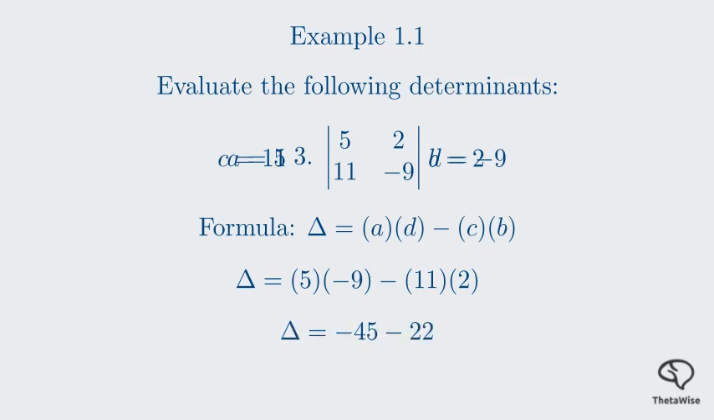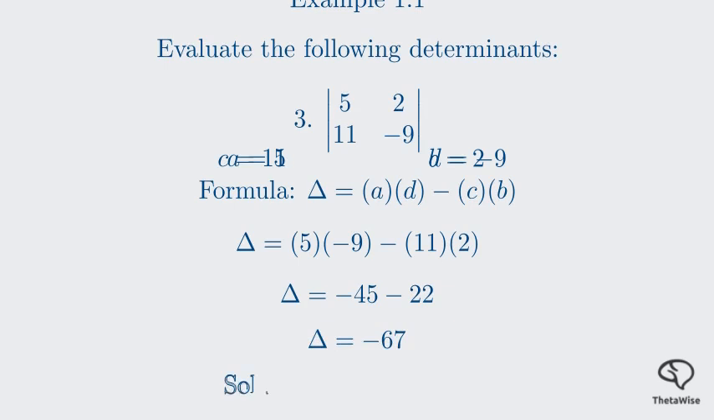Finally, we combine these two negative numbers. Negative 45 minus 22 is negative 67. And that is our final answer. The notes also give us negative 7, so our work is correct. This final example confirms that our method is consistent.